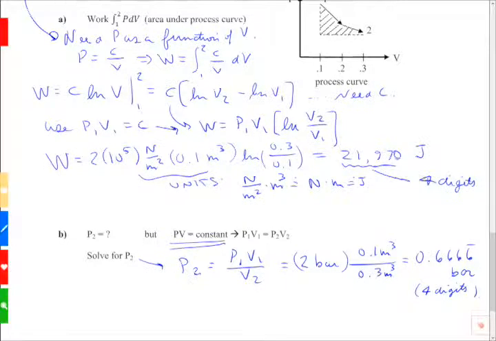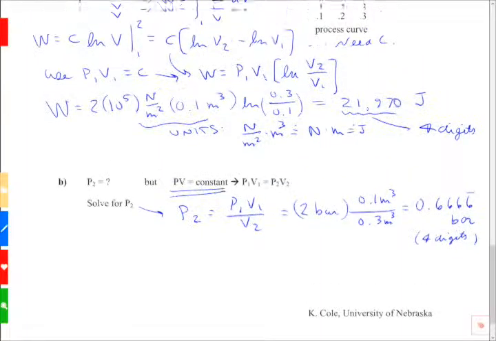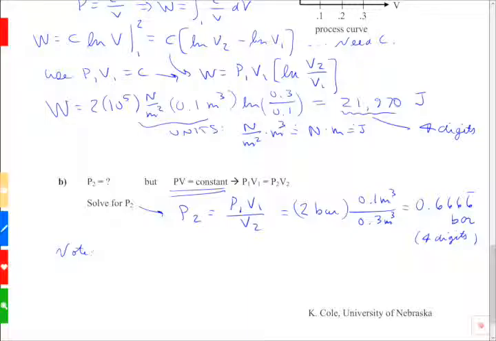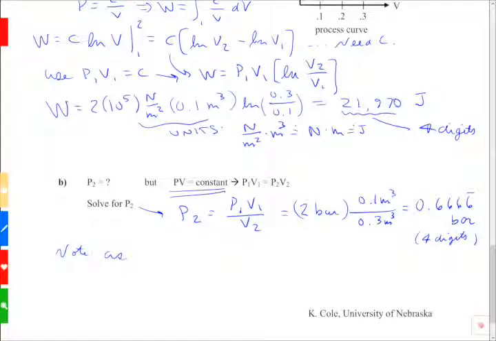A couple comments about this solution. One is that as the volume goes up, the pressure goes down. Again, that's from the process relation, from P times V equals a constant. Can we create this process? Is there an actual process associated with PV equals constant?